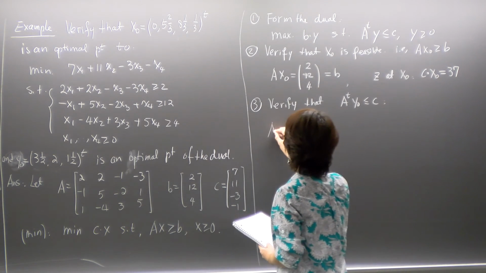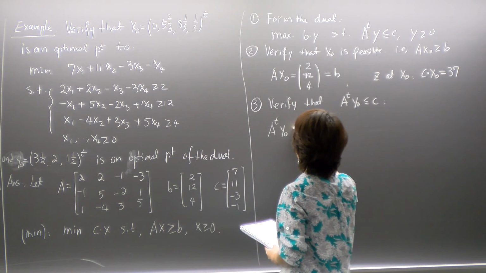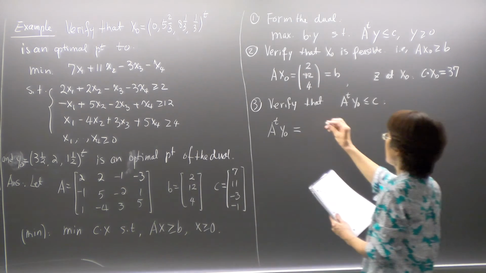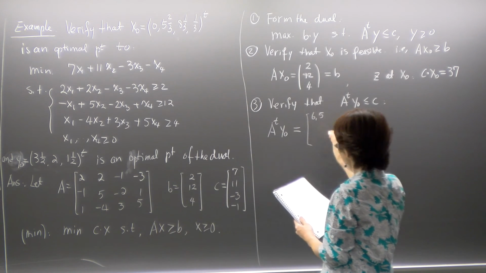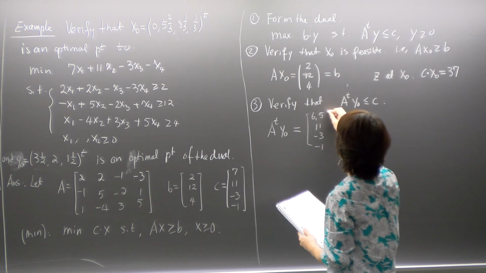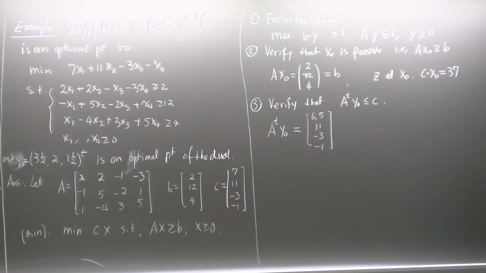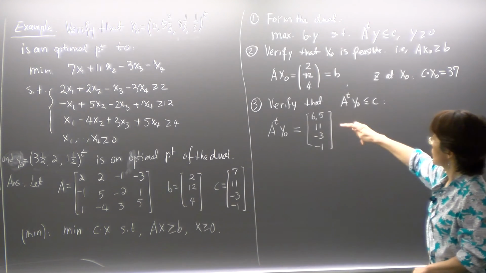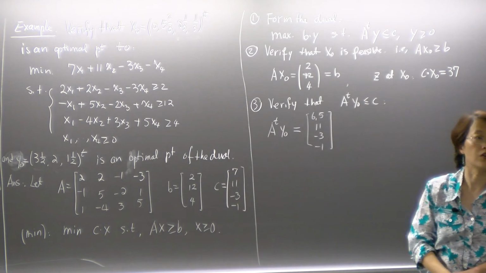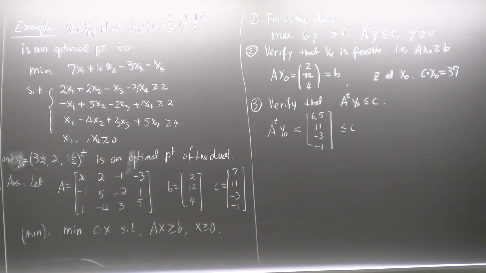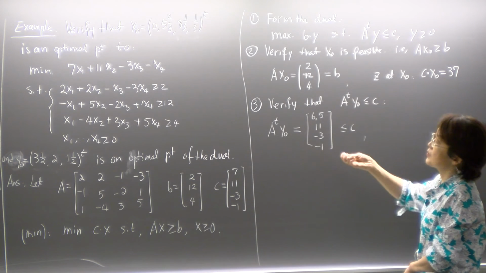If you do this computation, A transpose y naught, it's a matrix times a vector, isn't it? Again, I will get the following numbers: 6.5, 11, -3, and -1. And then compare that to the C: 7, 11, -3, -1. So these three match, and this one is smaller, right? So it's less than C. So it's feasible.